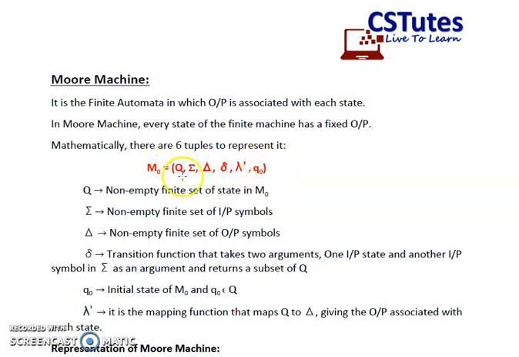So, the first tuple is our capital Q. Capital Q is a non-empty finite set of states in the Mealy machine. That means the capital Q set cannot be empty and it has a countable number of states. Then the second set is sigma, that is a non-empty finite set of input symbols. Then the third tuple is our capital delta and it is a non-empty finite set of output symbols.